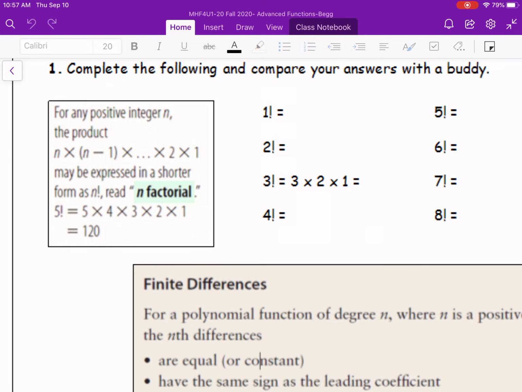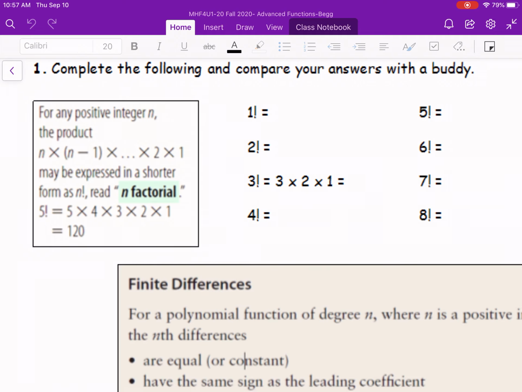Factorial. If you take a look at what's visible on my screen, you'll see 1 exclamation point, 2 exclamation point, 3 exclamation point, and so on. That exclamation point is actually a math symbol, and it's called a factorial. And it just means start at whatever number is there and multiply down to 1.